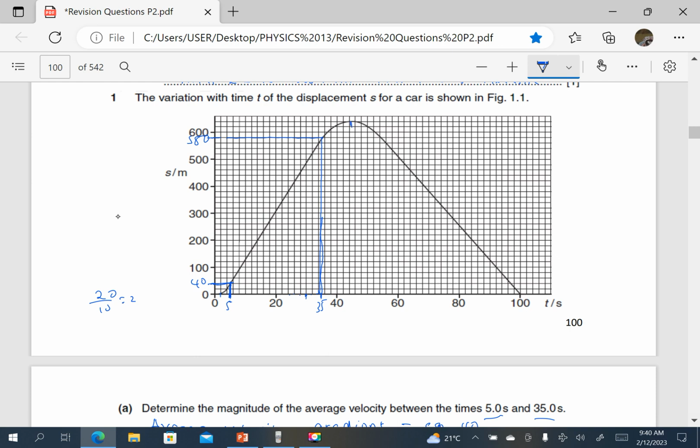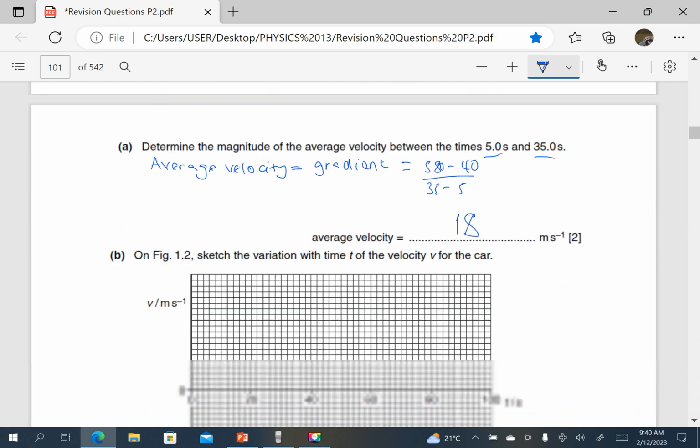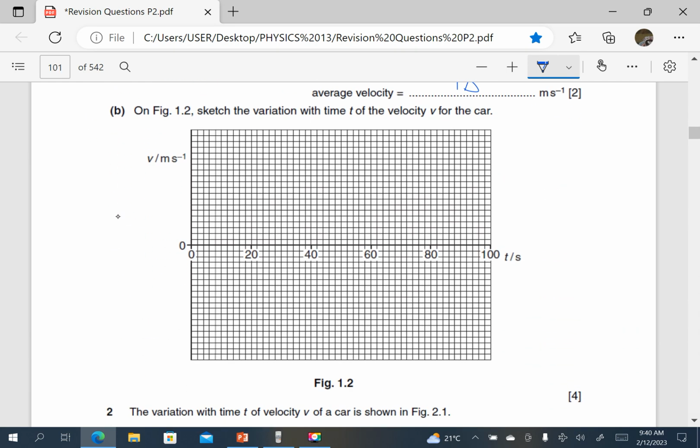Then the gradient becomes 0 at around 45. Yes, it is in the middle of this box. The gradient becomes 0 at 45. That means the velocity there is 0. So look for 45. 1, 2, 3, 45 is here. So at this point, the graph should cross this point.